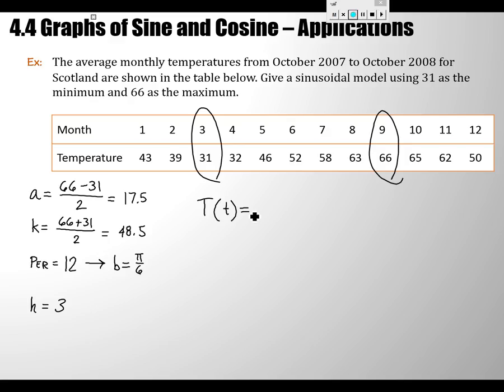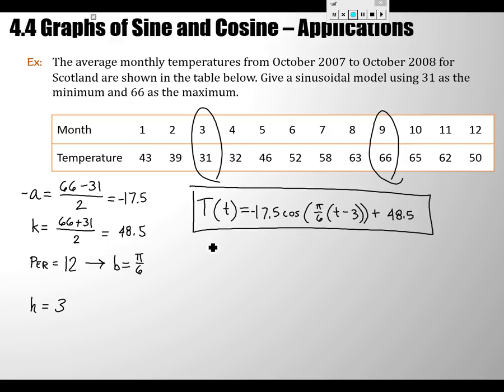So what is it? Amplitude is 17.5. Did you get these? Cosine of something. Pi over 6 times t minus 3, plus 48.5. Is that right? It's not quite right. Help me out. All right, so we actually meant negative 17.5 for A. All right. Could you write it as a positive one, just for fun? Yeah. Go ahead and do it.